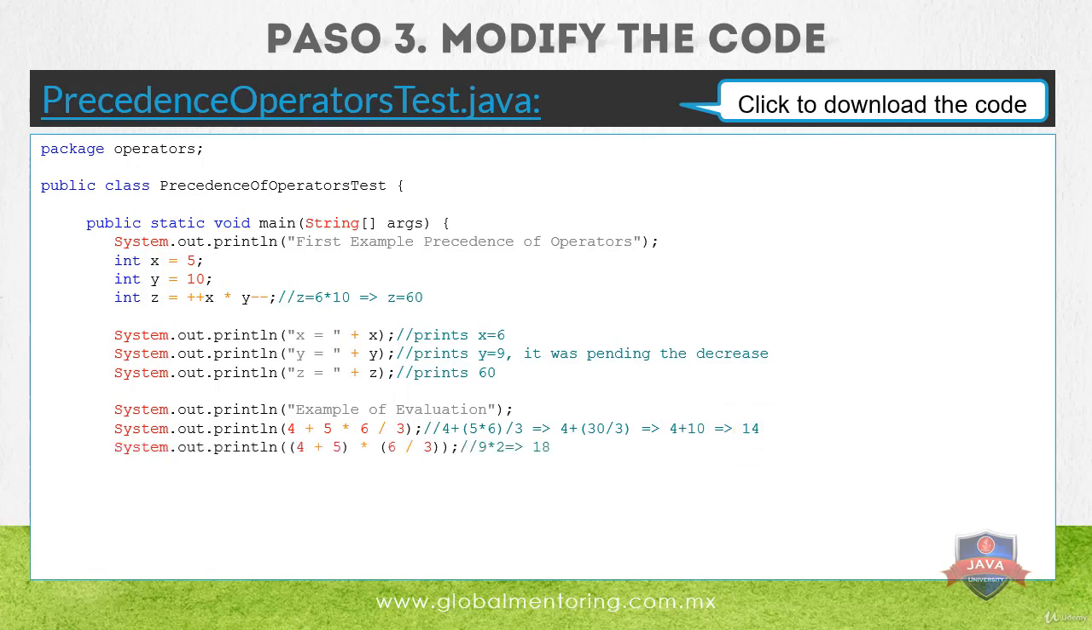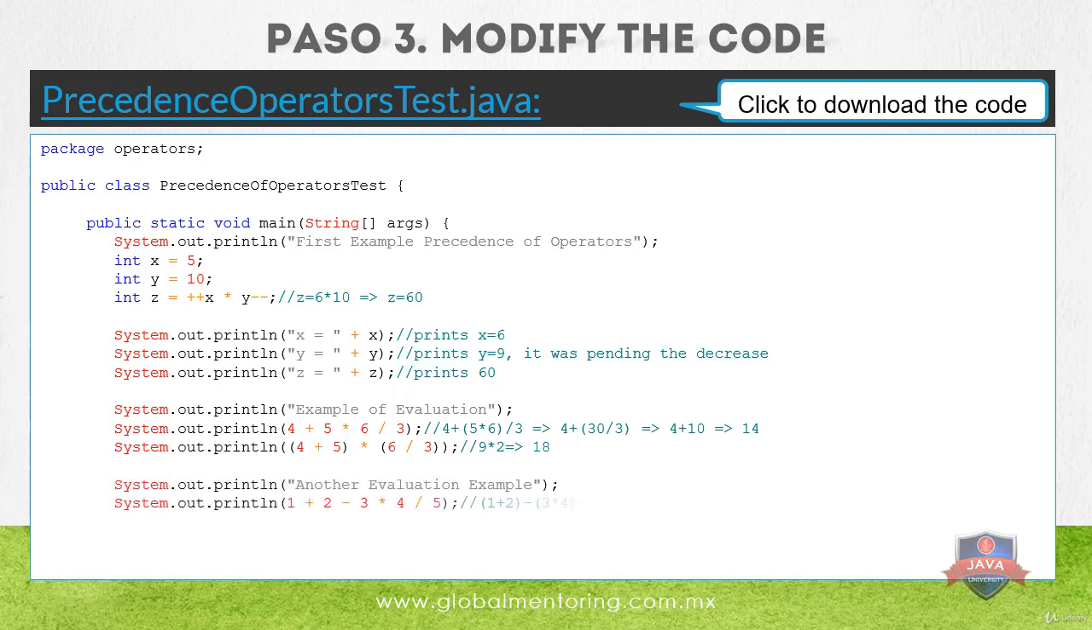But we can use parentheses to break the precedence of operators. So in this case, we can group 4 plus 5, and this multiplied by the result of 6 divided by 3. And in this case, the result is 9 multiplied by 2, and the final result is 18. This result is using int literals, so the result is not float but int.